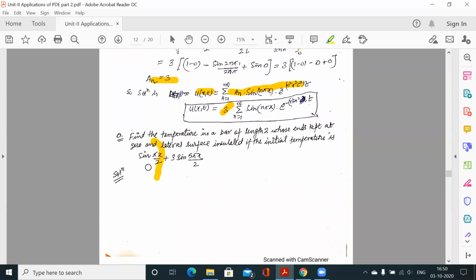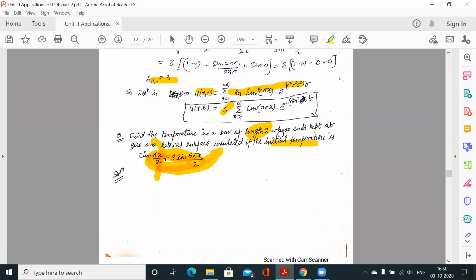One more question is there. You try to solve this. This is your answer. Sorry, this is not your answer. This is the initial temperature. So this is f(x). Yeah, this is your f(x). The length is 2. That means the L value is 2.